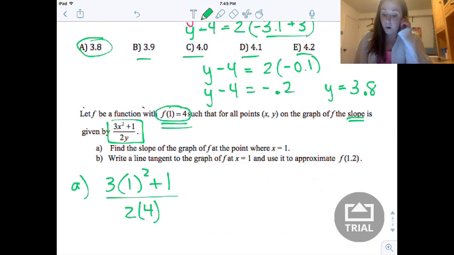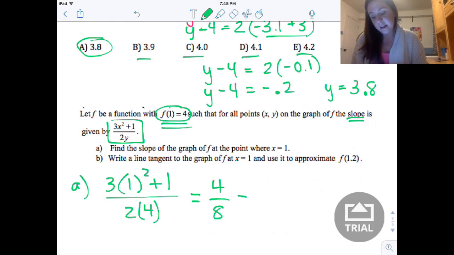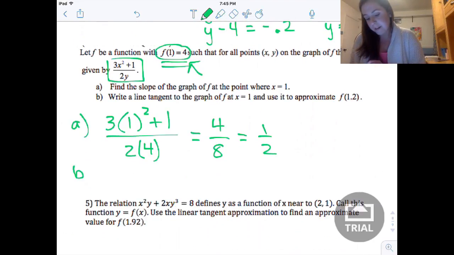So, 3 plus 1 is 4. 2 times 4 is 8. So your slope at 1 is 1/2. So now you have everything you need for the tangent line, right? You have a point from right there. You have a slope. So part B, write the tangent line at 1.